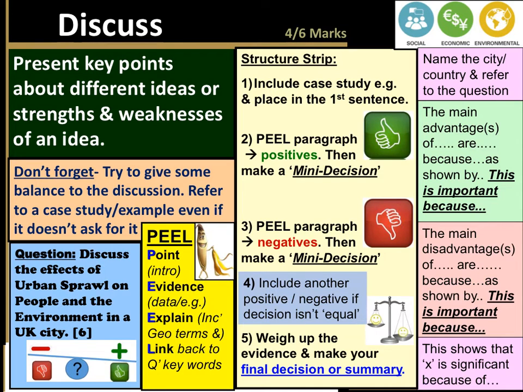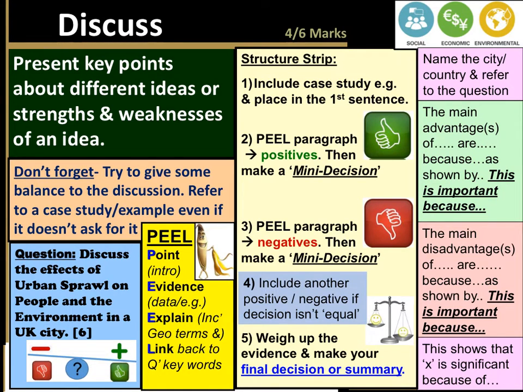Our command word here is discuss, so we're presenting the key points about the idea, so the strengths and weaknesses. As we can see in the yellow box in the centre, the structure strip. Firstly, we're going to include the case study, the example in the first sentence. We're going to address that straight away. Then look at the positives using an appeal paragraph. Then make a mini decision, so words like important, effective, successful. Then the second appeal paragraph, the negatives, the other side of the argument. And then a mini decision, so is this successful, important, effective?